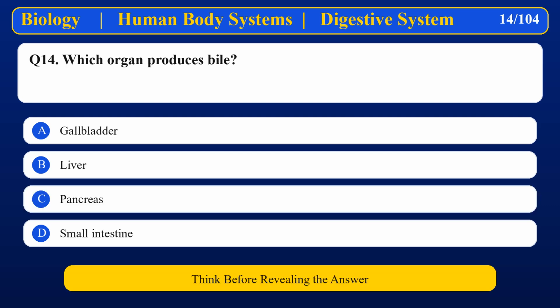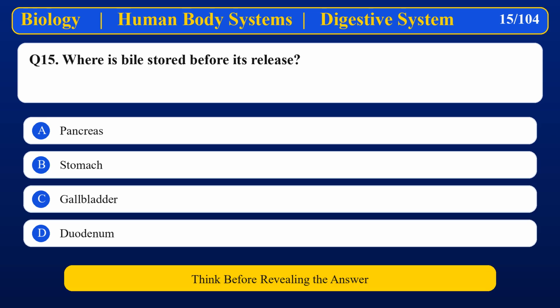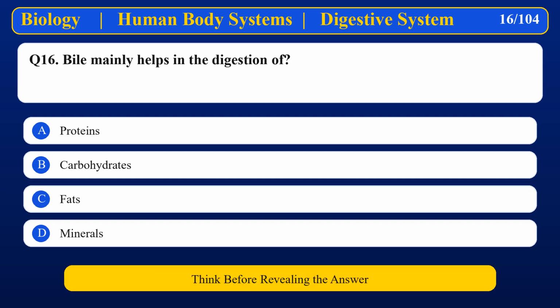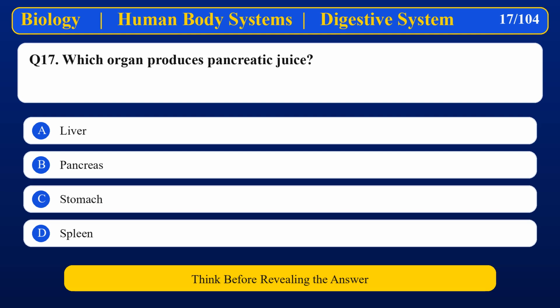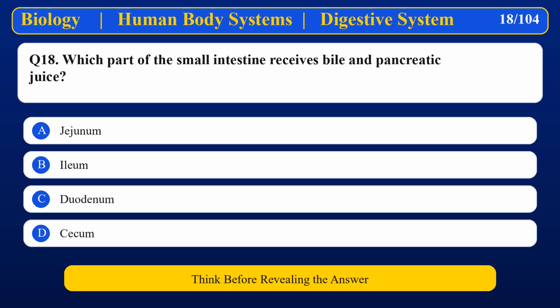Which organ produces bile? Liver. Where is bile stored before its release? Gallbladder. Bile mainly helps in the digestion of fats. Which organ produces pancreatic juice? Pancreas. Which part of the small intestine receives bile and pancreatic juice?